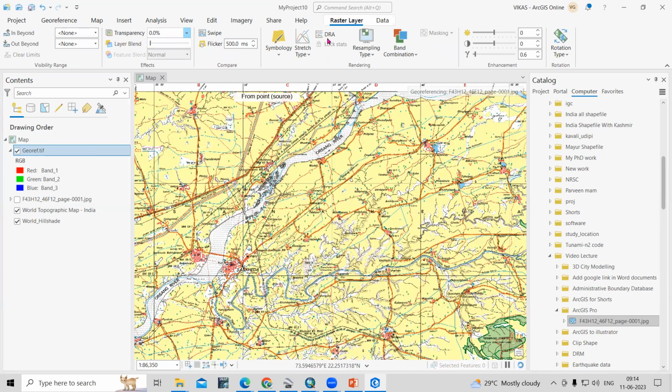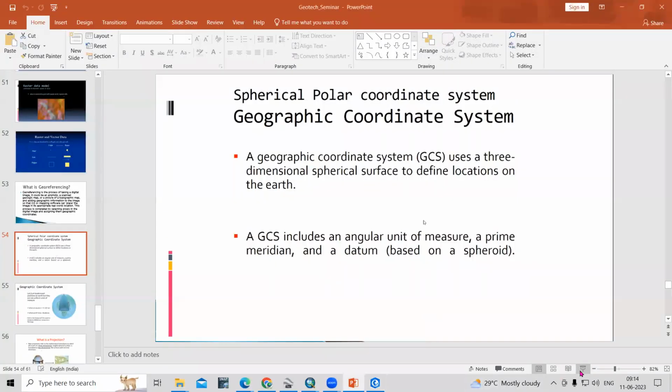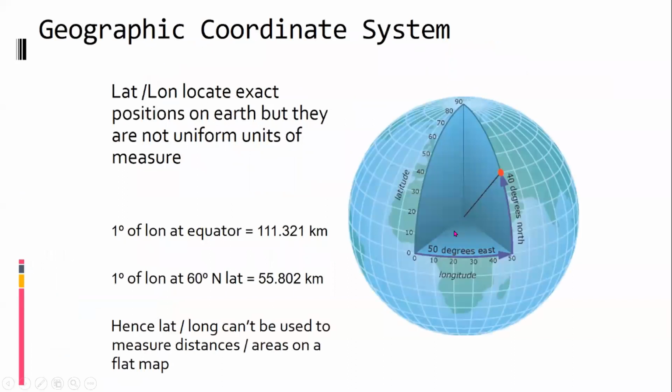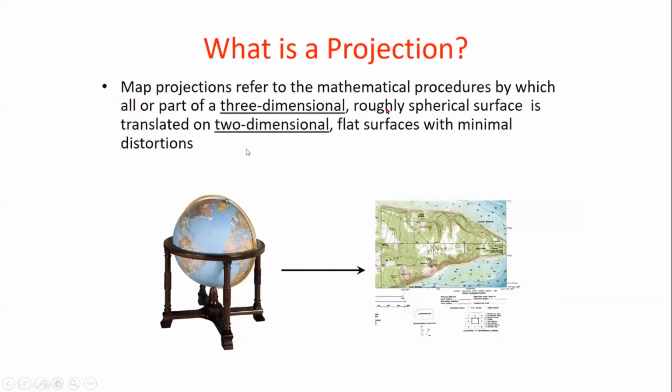So after that, if you want to do projection, what is projection that we are going to see first? As I was saying, we have provided a latitude and longitude to the topo sheet, but there is a variation. 1 degree of longitude at the equator covers 111 kilometers, and the same 1 degree of longitude at 60 degrees covers 55. Hence latitude, longitude cannot be used to measure distance or area on a flat map. So we need to convert the 3-dimensional spherical surface to 2-dimensional, and we call it a projection.